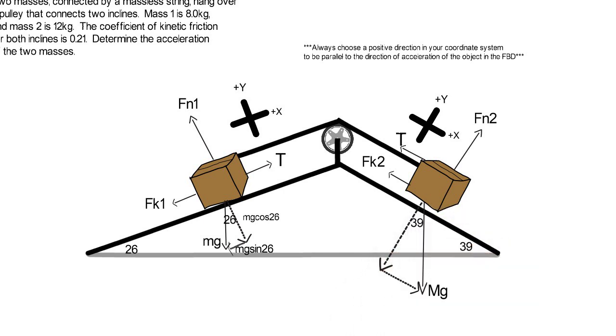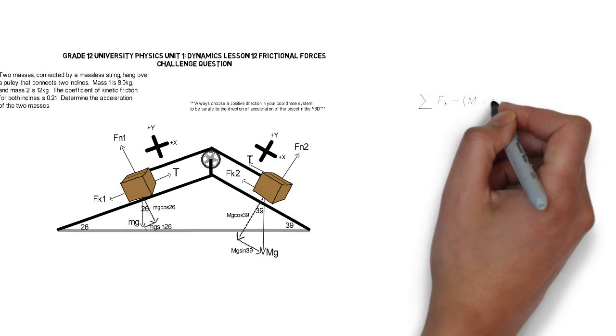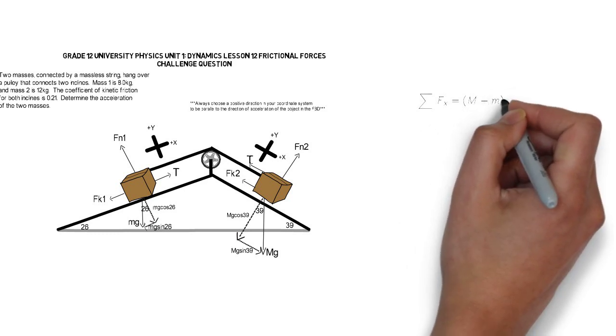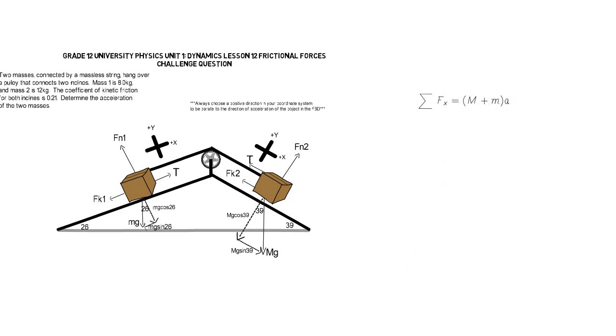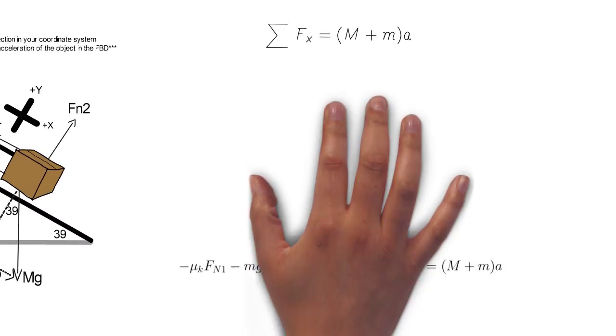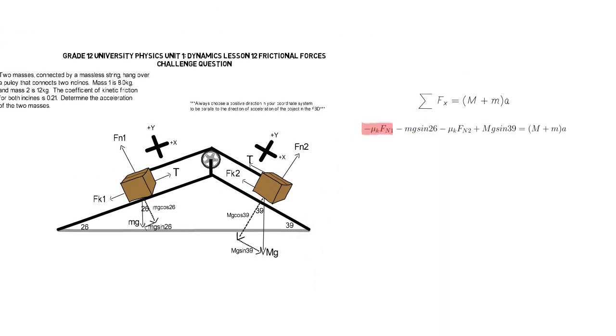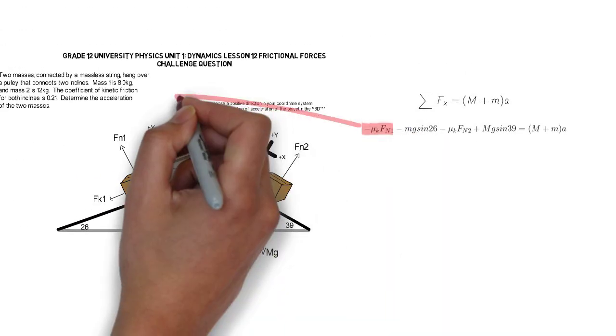Now we can start by writing Newton's second law of motion. And what we're going to do is consider both masses as a system. So we're going to take the sum of all forces in our x component, since the question is asking for acceleration, and we're going to set that equal to the total mass times acceleration.